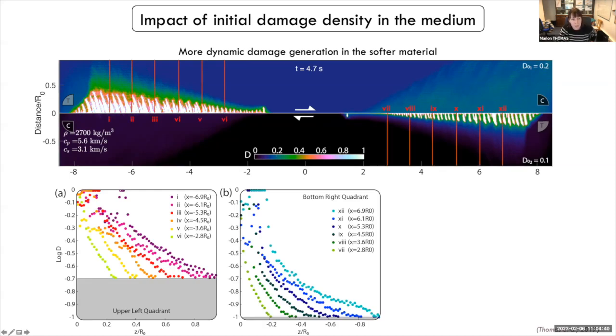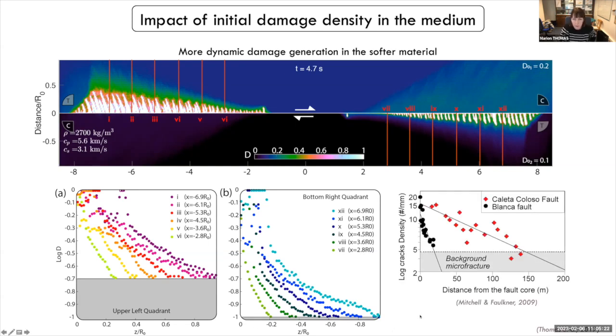But what we've done is we try to compare with field observations. So here what I'm doing is that I'm running different profiles across the fault in the two tensional quadrants, and I'm plotting the logarithm of the D value away from the fault. For the softer material, this is the background value of damage in gray. And you see that for the softer material, we are following an exponential decay. And for the other material, it's following more of a power law. And this is consistent with field observation.